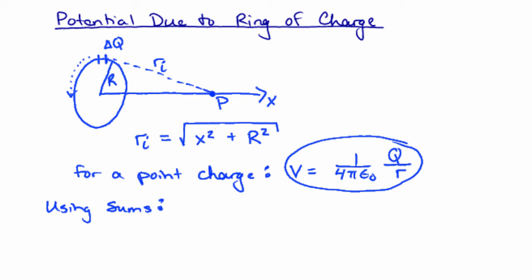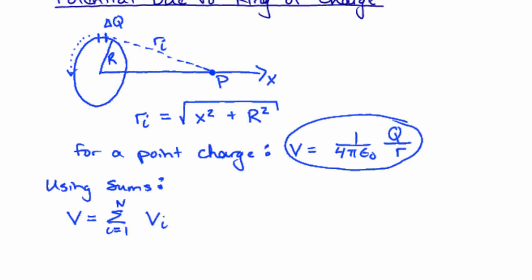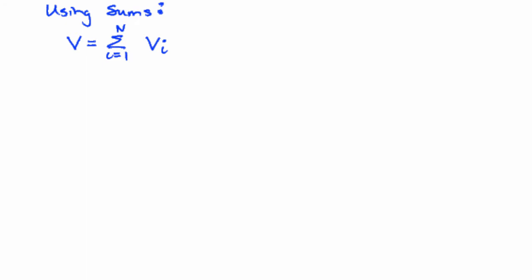If we look at small segments and sum over all of them, then the total potential at point P due to this ring of charge is the sum of the potential due to each individual segment. Plugging in for the potential due to a point charge, each segment is small enough that we can assume it is a point charge. Each one has a charge delta q, and it's a distance r sub i away from point P. I'll go ahead and plug in for r sub i.